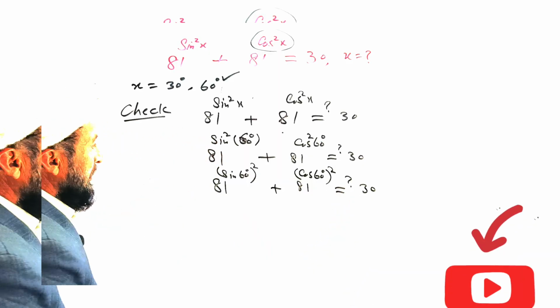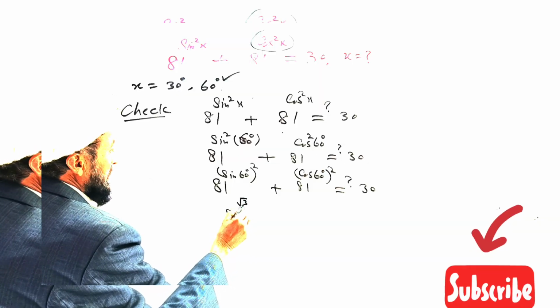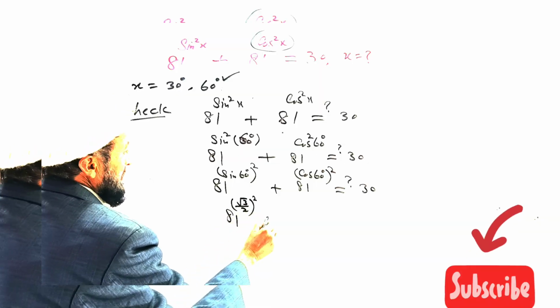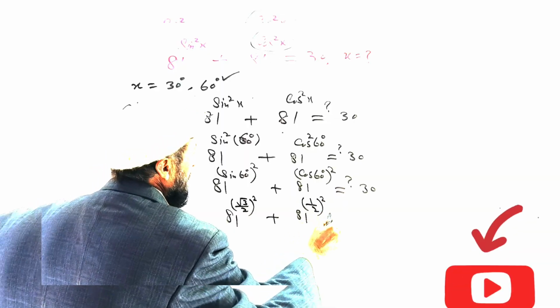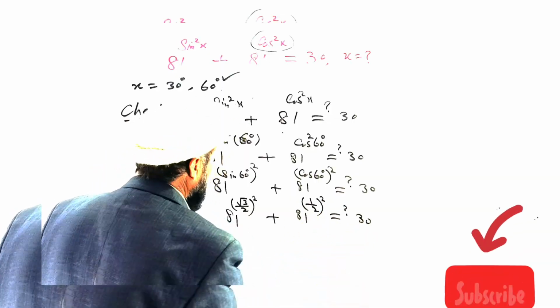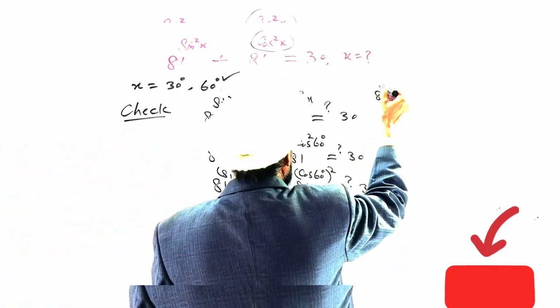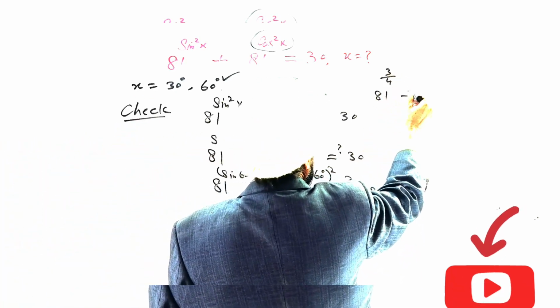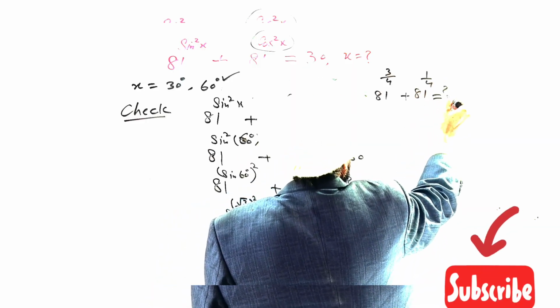Sin 60, we know this result. Sin 60 is root 3 by 2 whole square. Similarly, cos 60 is equal to 1 by 2 whole square, is question mark 30. Now if we take the square of this, 81 to the power 3 divided by 4 plus 81 to the power 1 by 4 is question mark 30.